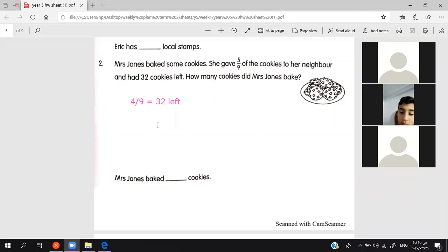Okay, so now again, Mrs. Jones baked some cookies. She gave 5/9 of the cookies to her neighbor. It did 5 parts from the 9 parts to her neighbor. So what's left is 4 parts from the 9 parts, which is 32 cookies. Okay? How many cookies does Mrs. Jones bake? If I know that 4/9 is 32.